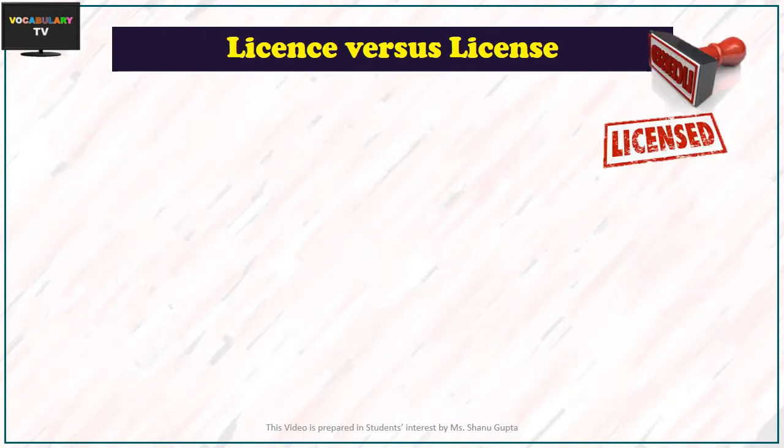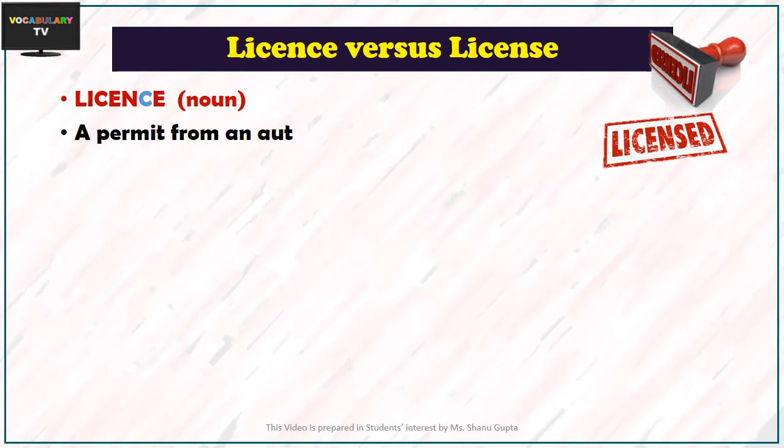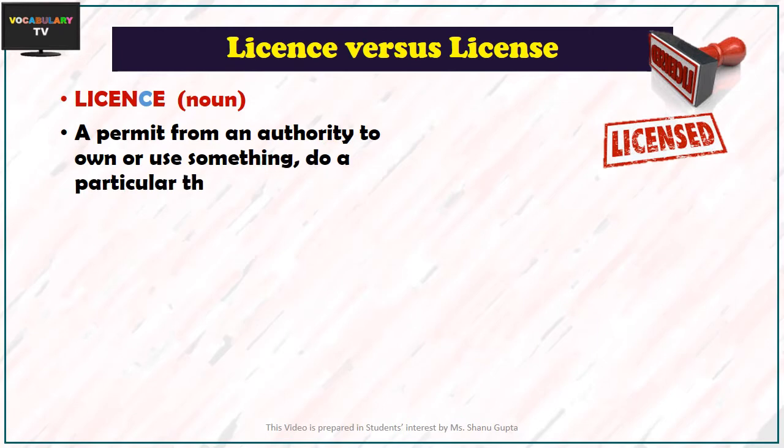And our last word pair with this pattern is license and license. The word license that ends with a CE is used as a noun and the one with SE is used as a verb. Only in American English, the spellings of both noun and verb forms are LICENSE. The word license means a permit from an authority to own or use something, like you need an arms license to own a gun.